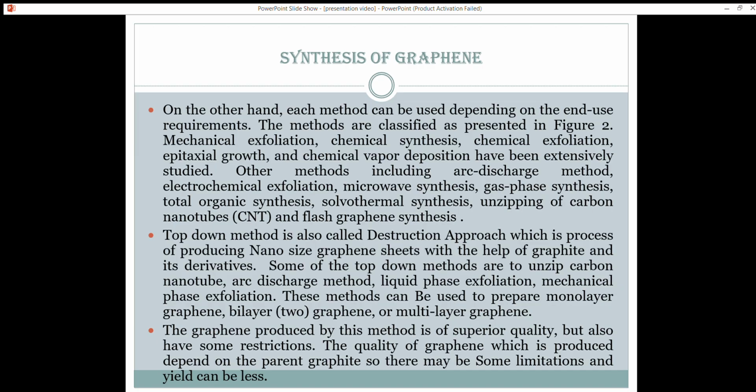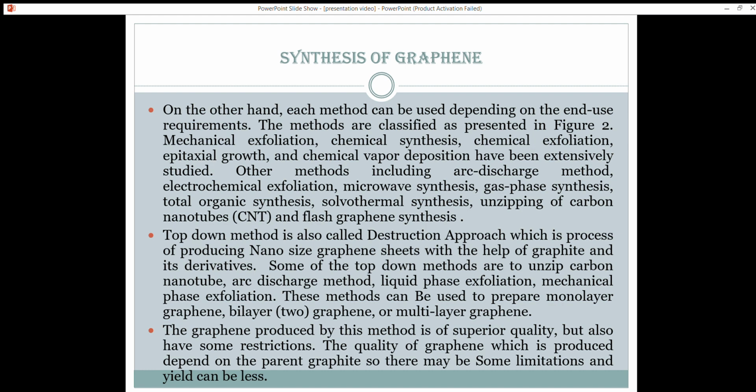Top-down method is also called a destructive approach, which is the process of producing nano-sized graphene sheets with the help of graphite and its derivatives. Some of the top-down methods are unzipping carbon nanotubes, arc discharge method, and liquid phase exfoliation method. These methods can be used to prepare monolayer graphene, bilayer graphene, and multilayer graphene.